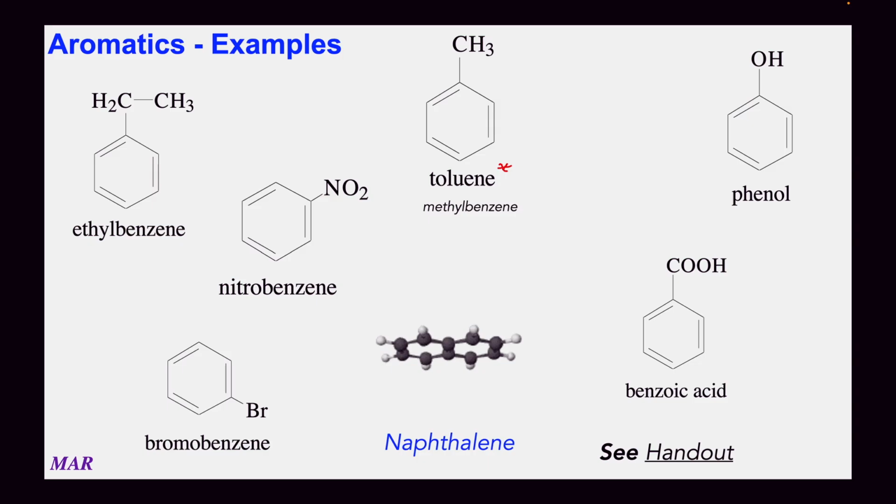Nitrobenzene. Nitro is an NO2 group. Benzoic acid is actually a COOH. We'll talk about that a little bit. Once in a while you hear about phenol. I was listening to a movie the other night and they actually said phenol a couple of times. Anyway, phenol is an OH group on the benzene. And you can also put the benzene groups together. That's what this naphthalene thing is. It's like 2 benzene rings fused together. And you can have halogens, bromobenzene. You can have alkyl groups off benzene, ethylbenzene. Lots and lots of possibilities.